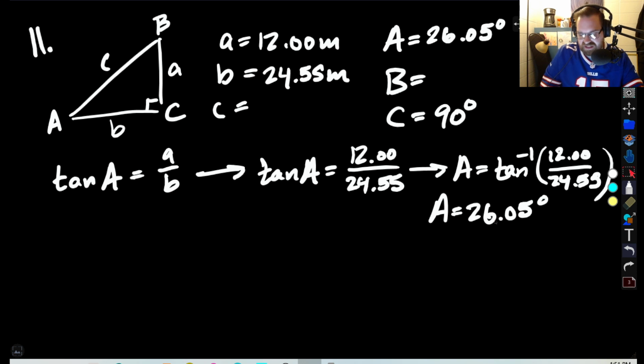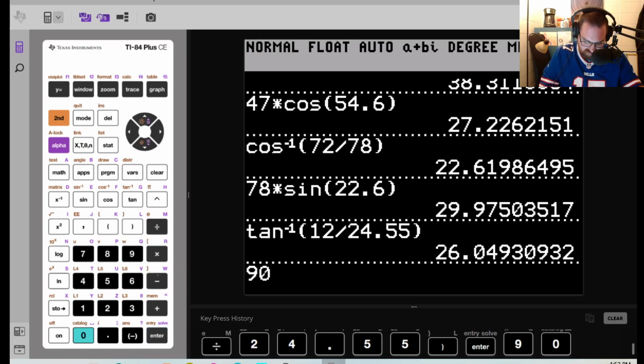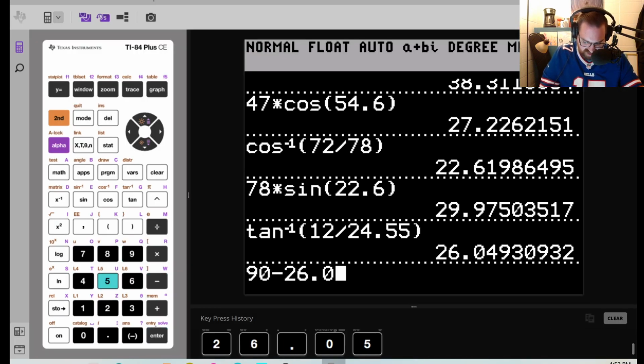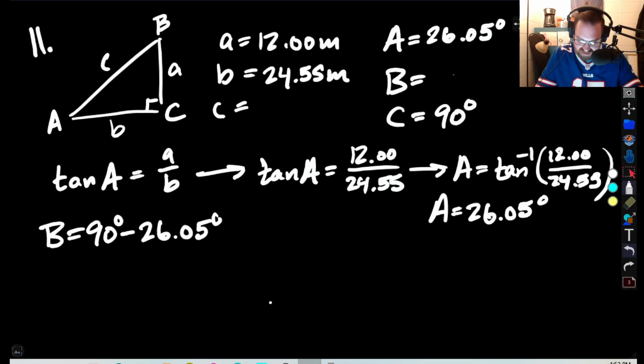And now that I found that angle measure, I can find B by subtracting it from 90. So B is 90 minus 26.05. 63.95 is going to be that guy. Yikes. Readjust. 63.95 degrees. And now I need to find my value for C.